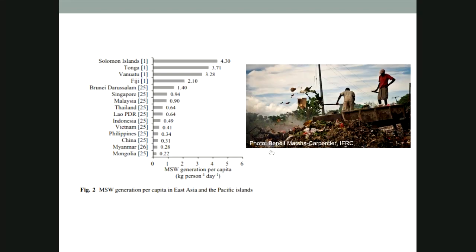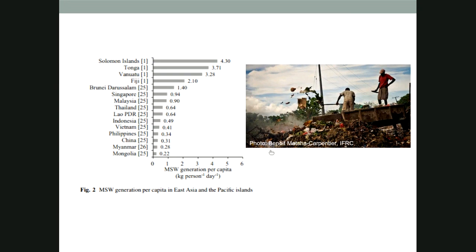Interestingly, typically you see island nations producing much more waste than, for example, the United States or Canada. Like the Solomon Islands: the average person there produces 4.3 kilograms of waste per day, more than twice the average American. Tonga, 3.71, Vanuatu, 3.28, Fiji, 2.1.